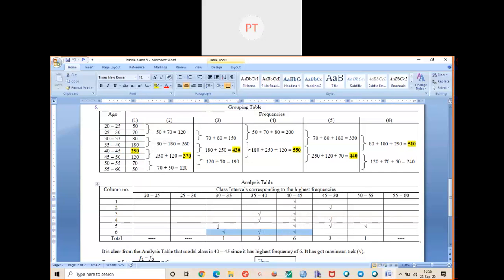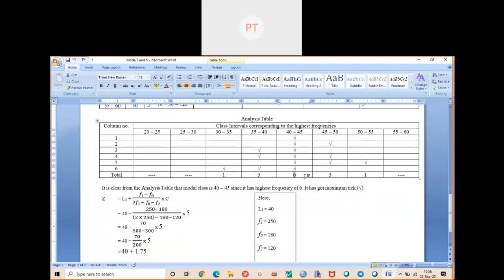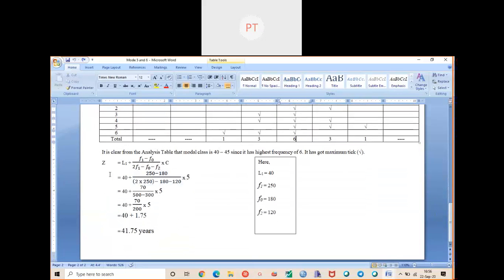So again we will do the total. For the total, you can see this particular class has the maximum number of tick marks, 6. Hence this is the model class. When we have this continuous series data, we apply the formula here. Mode equals L1 plus F1 minus F0 divided by 2F1 minus F0 minus F2, into C.